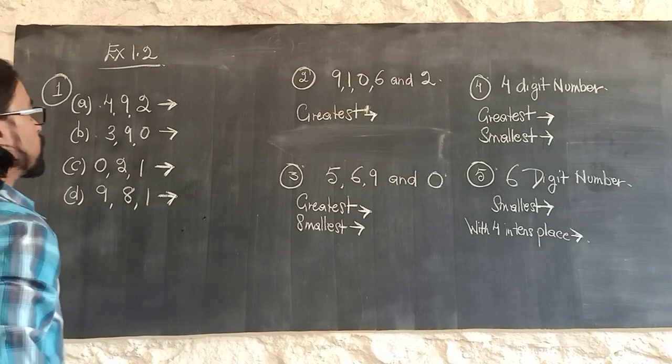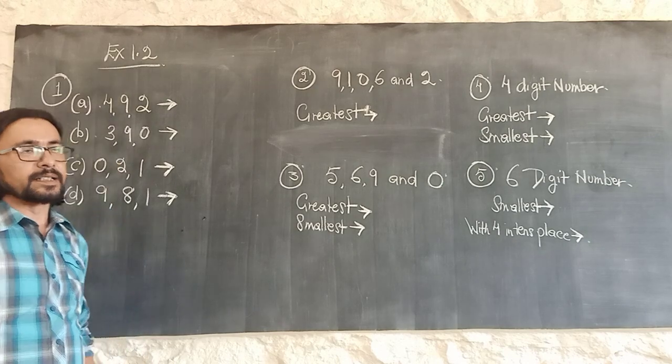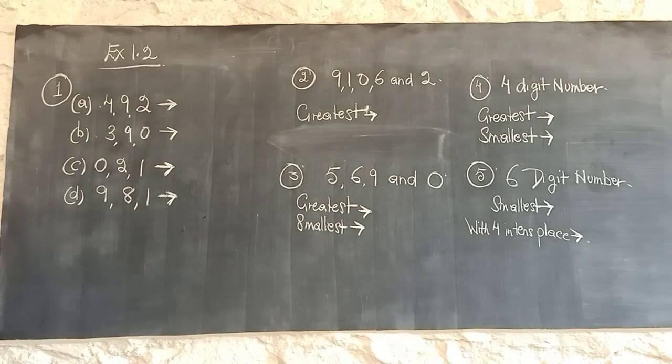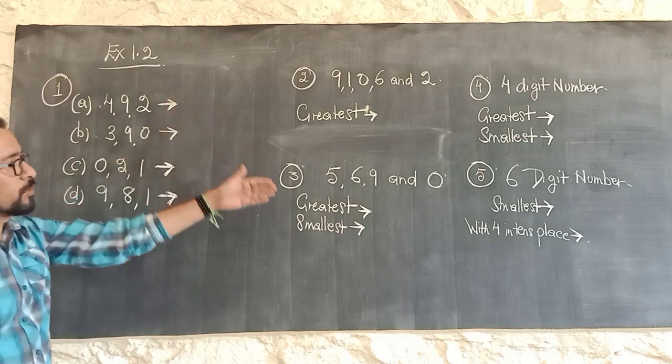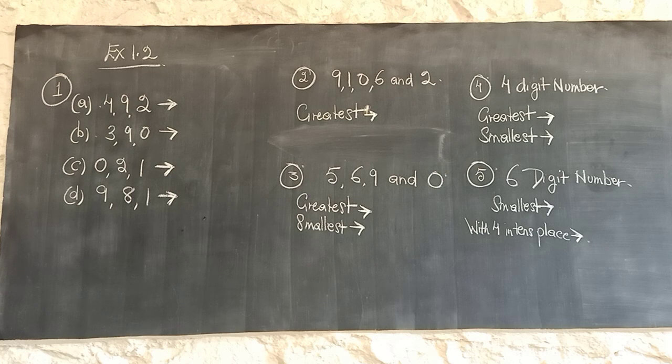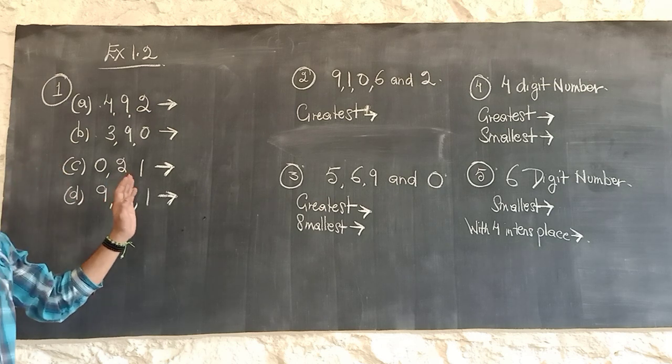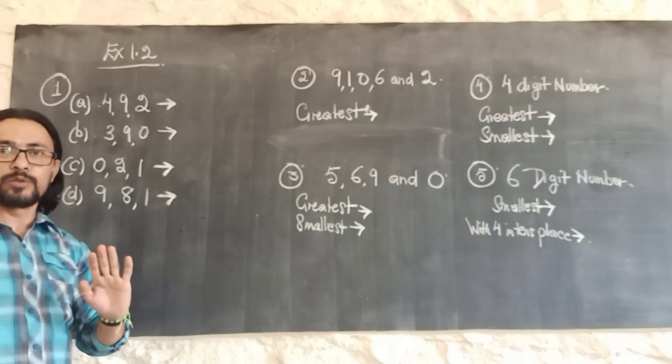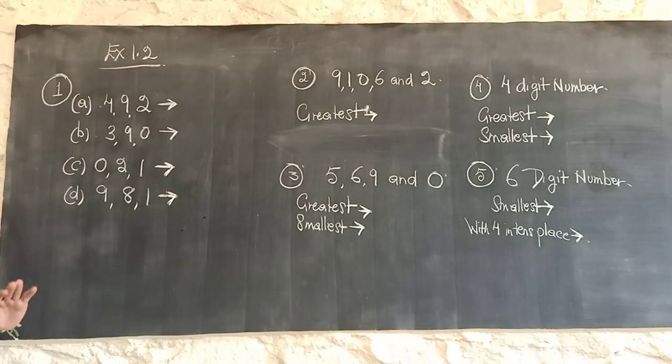So we move on to our new exercise, that is exercise 1.2 after finishing exercise 1.1. And we are going to target doing the first 5 sums. Now exercise 1.2 first sum says form the smallest 3-digit numbers using the given digits without repetition. Without repetition means you are not allowed to repeat the digits.